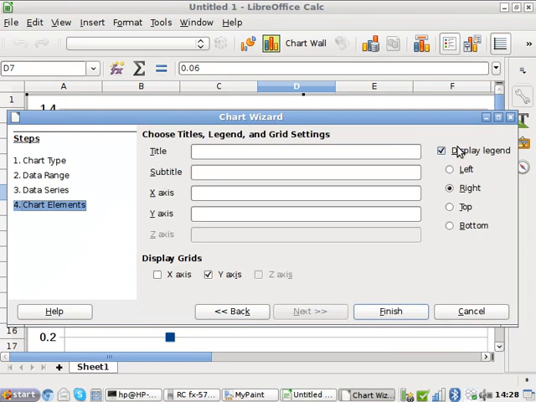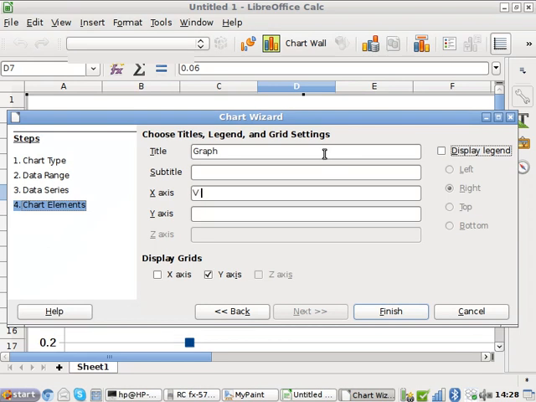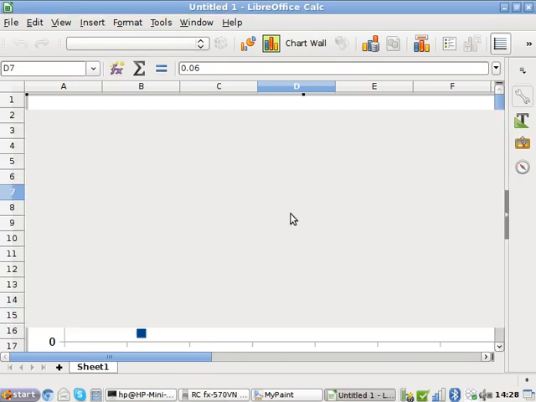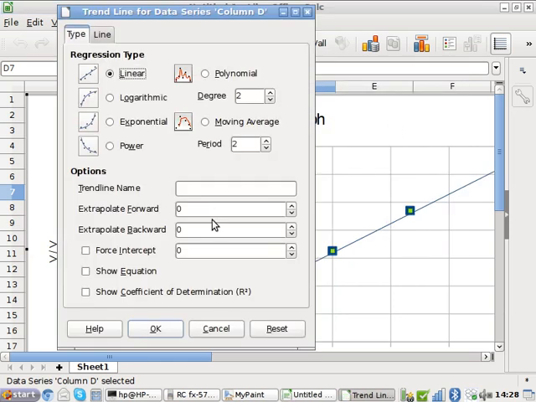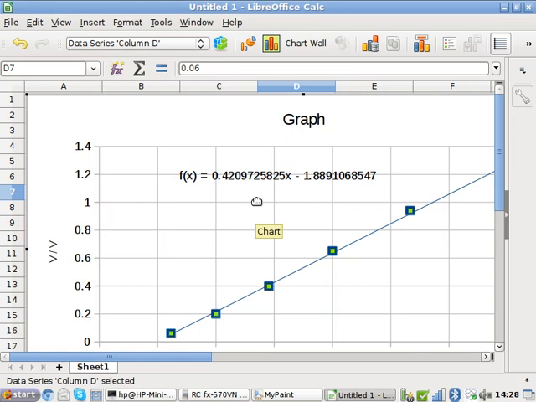Don't need that. And I'll just write graph. And on the x-axis is frequency in 10 to the 14 hertz. And then the y-axis is voltage. Okay. And of course, you draw this on graph paper, and I know what they're going to ask for next, so I'm going to put the line in now to get the slope, because I'll need the slope for something later. So, what's the next?